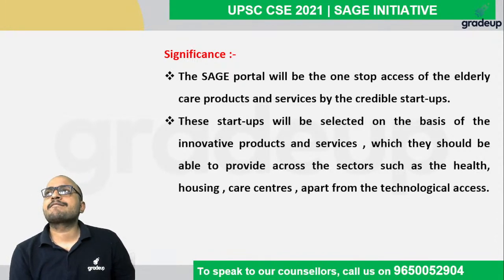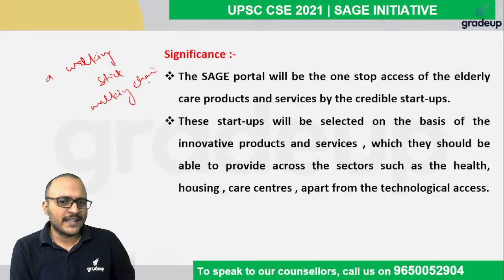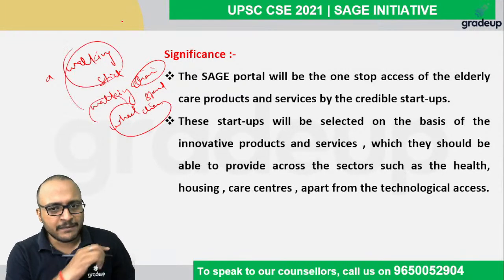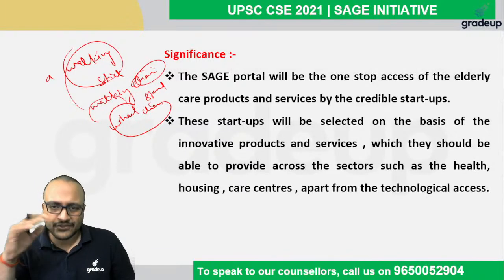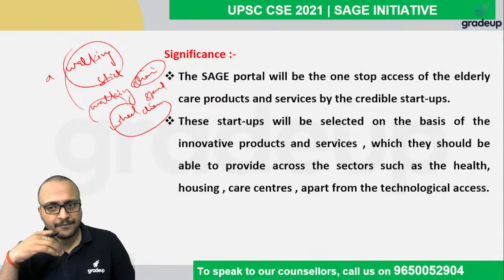For example, before this initiative, if any elderly person had a requirement for a walking stick, or a walking chair, or walking stand, you can call it a walking stand, or even a wheelchair, anything. First of all, the availability of these things in the market is restricted, and also due to the restricted availability, the charges are very high.